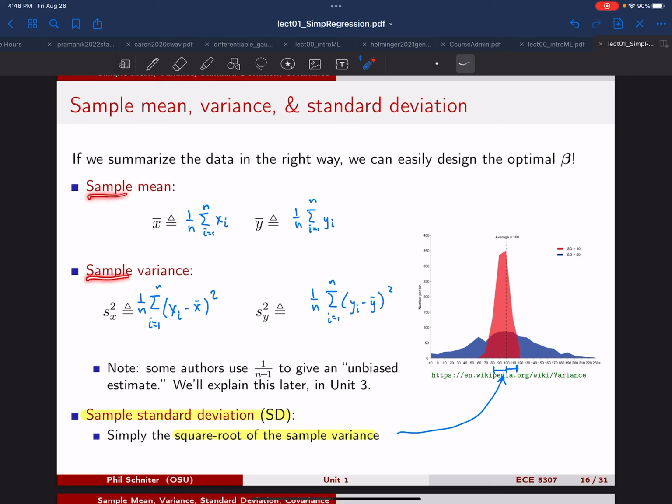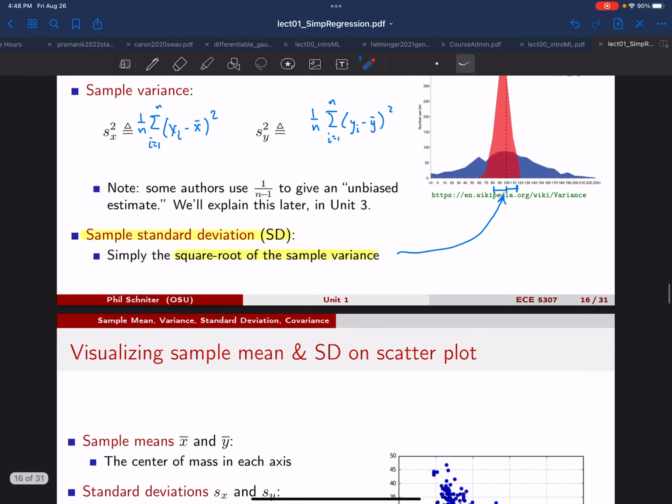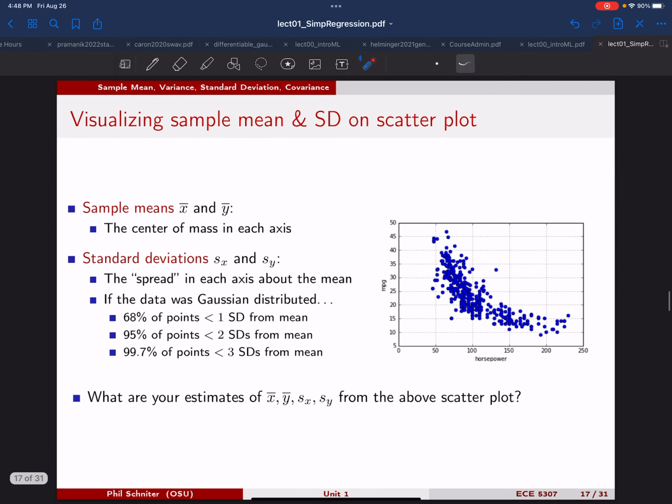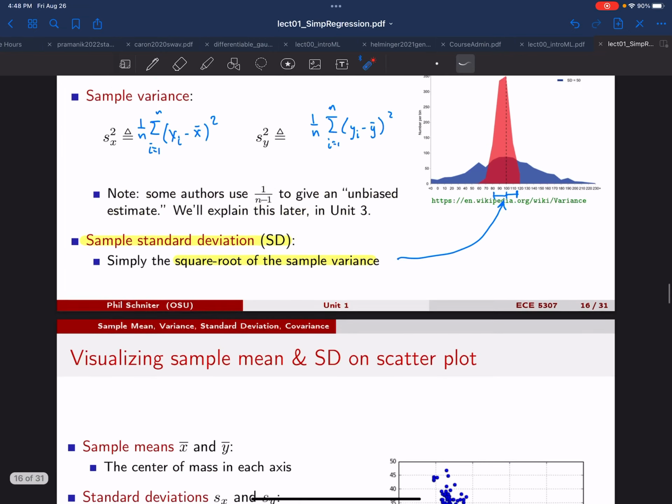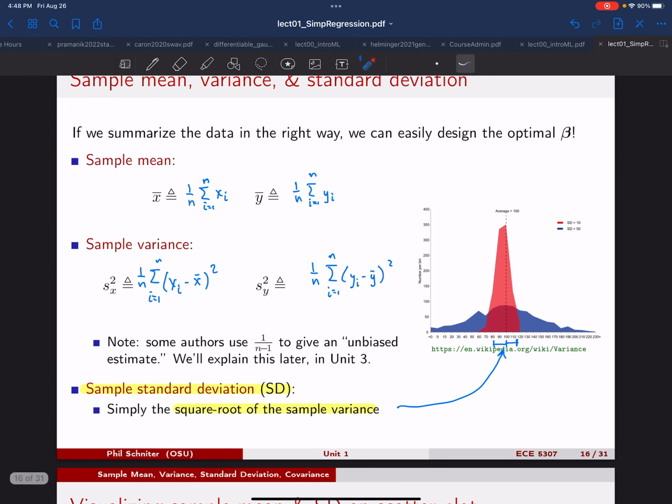Sample mean, sample variance. Okay, and again, the reason why we're doing this is I'm going to try to convince you that if you know these quantities, all you have to do is boil your data down to these quantities, and then you can do our learning from them alone. You don't have to work with the data.